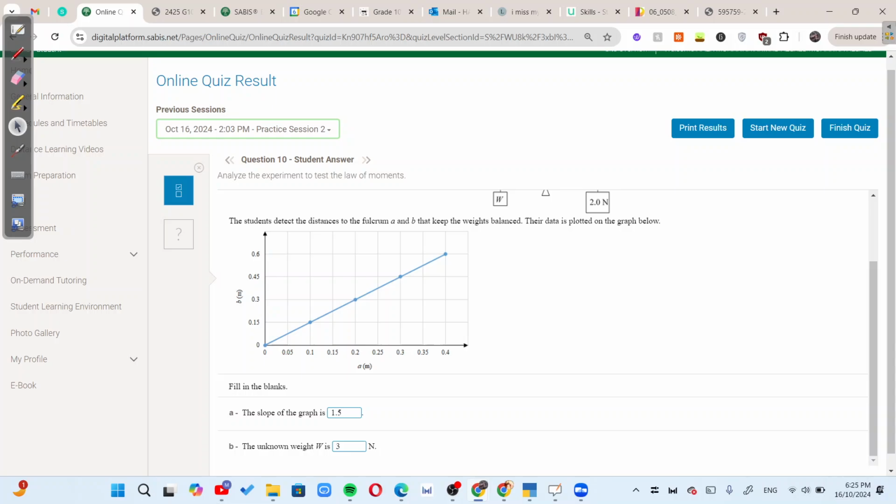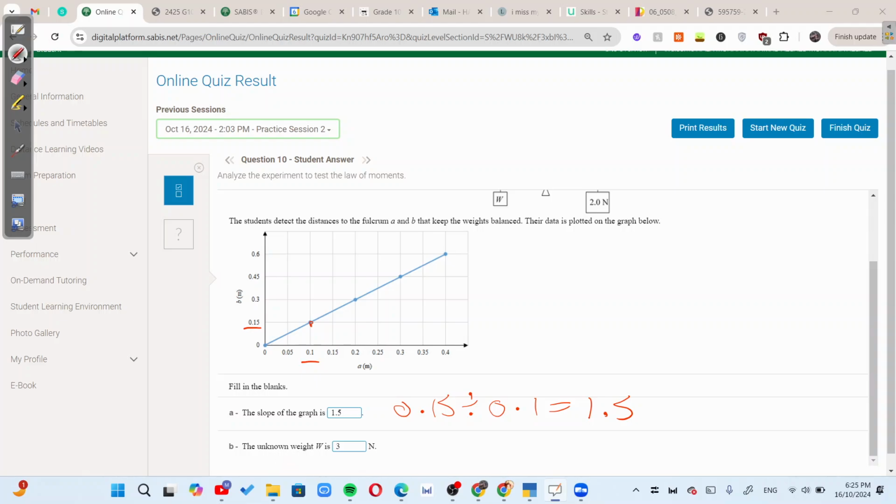Okay, this question is easy. First you have to find the slope of the graph. We know to find the slope, you divide this by this, at any point. 0.15 divided by 0.1 is 1.5. That's all you do here.